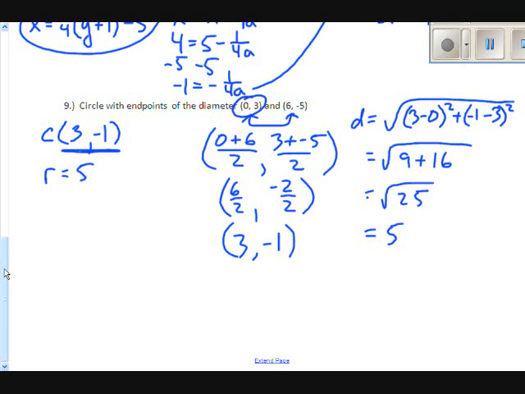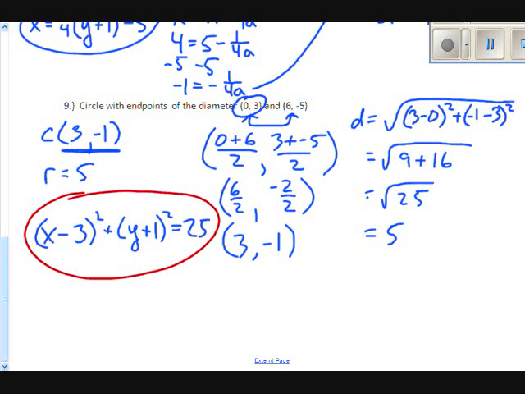Now I'm going to plug this into my standard form. So that's x minus h squared plus y minus k squared equals r squared, which would then be the 25. Okay? Easy enough?